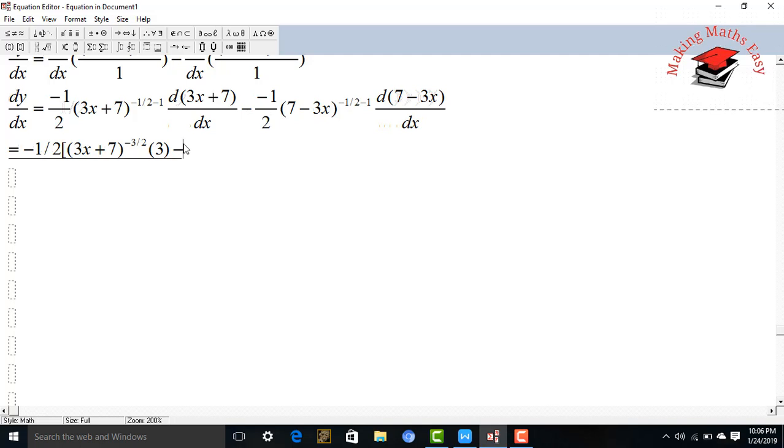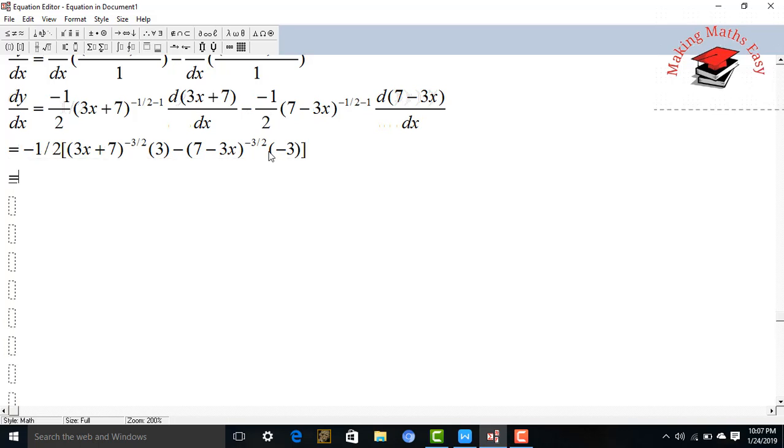So I will put a bracket, and it will be raised to minus 3 by 2, because minus 1 by 2 plus 1 gives me 3 by 2. And then I will put the derivative of 7 minus 3x, which will be equal to minus 3, and I will close the bracket, because the derivative of a constant number 7 is equal to 0, whereas the derivative of minus 3x is equal to minus 3.